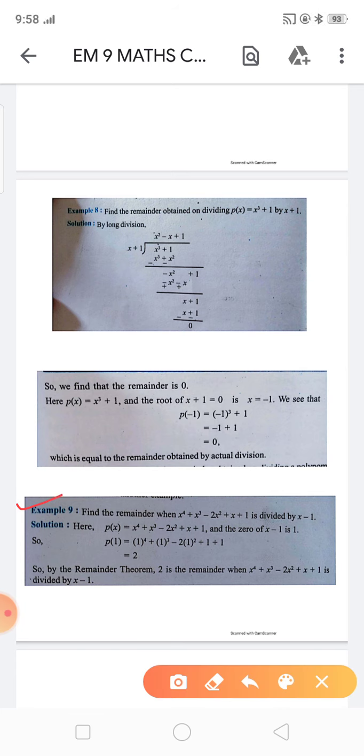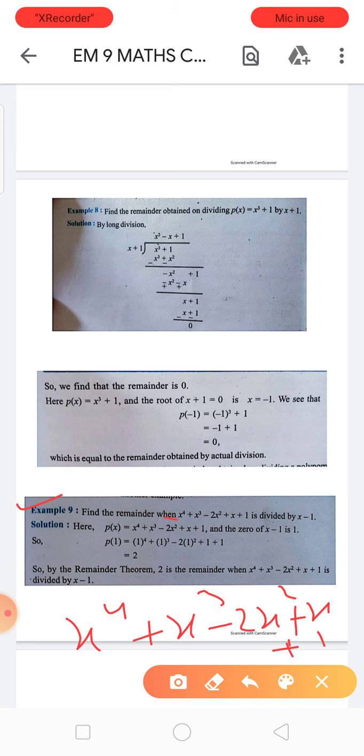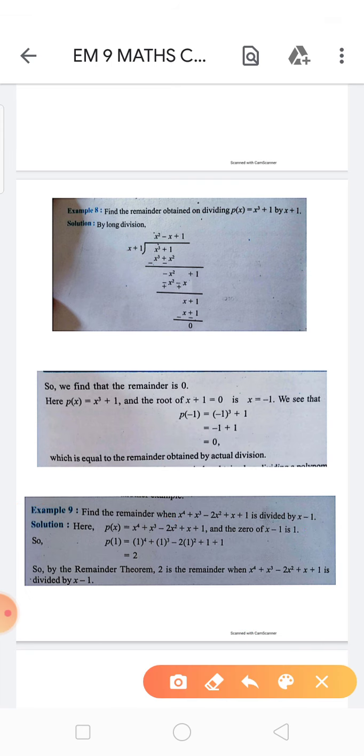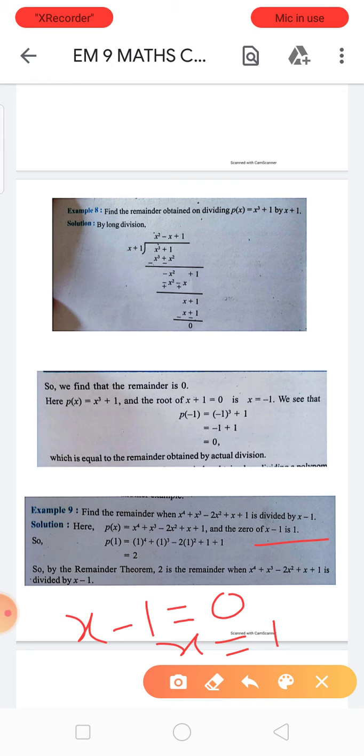Now, example number 9: find the remainder when the polynomial x raised to 4 plus x raised to 3 minus 2x square plus x plus 1 is divided by x minus 1. Here we directly use the zeros of the polynomial by the remainder theorem. In the remainder theorem, we first find the root of the divisor. So x minus 1 equal to 0. Here the value of x is 1.